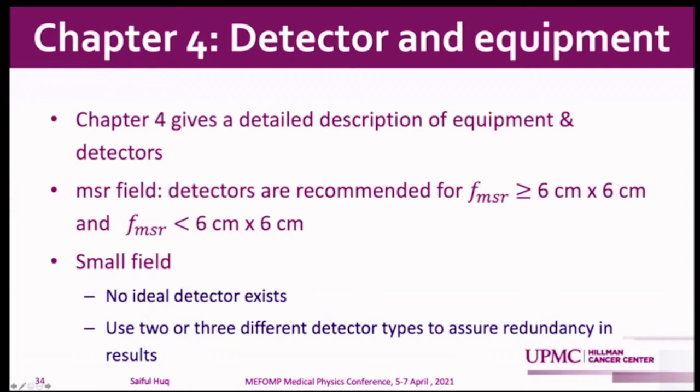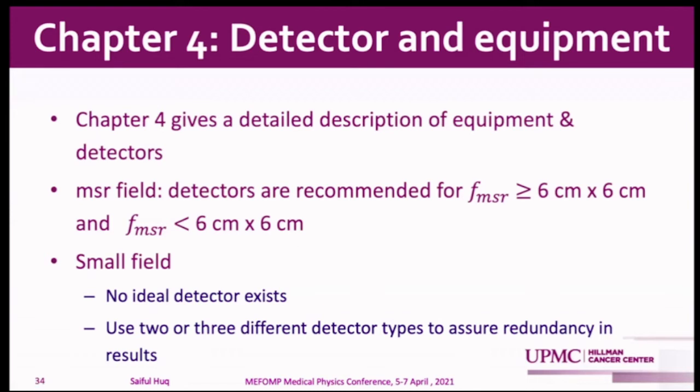The MSR field is divided into two: FMSR greater than or equal to 6 cm by 6 cm and less than 6 cm by 6 cm. And the chapter again recommends what kind of detectors to use for field sizes greater than 6 cm by 6 cm and smaller than that.